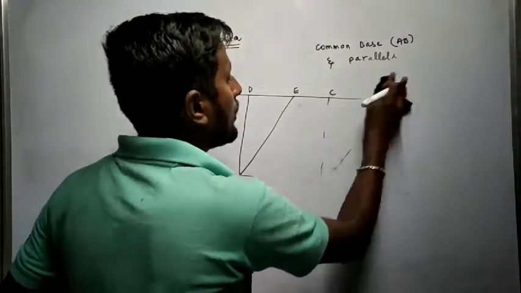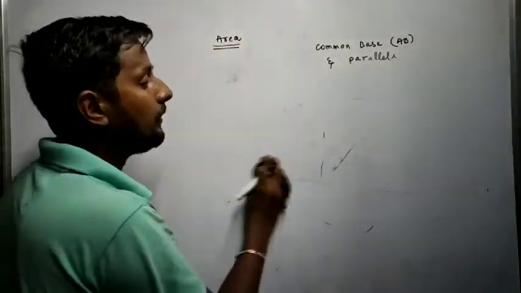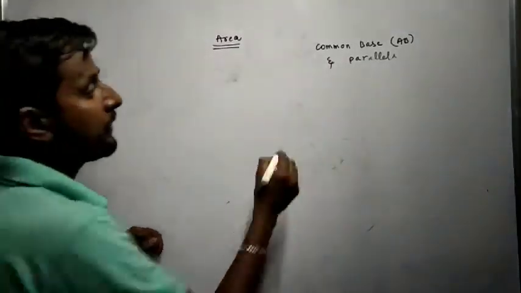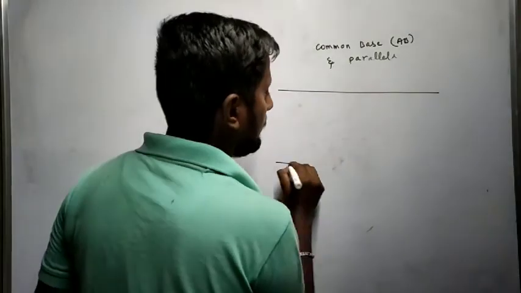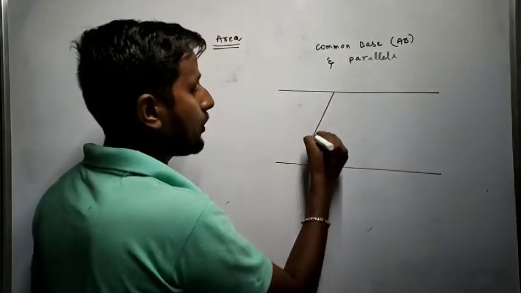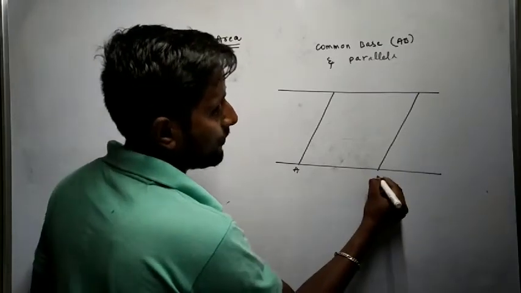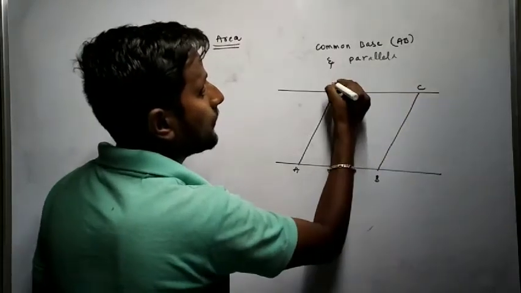Third relation, about one parallelogram and one triangle. Okay, so now I have taken parallel lines. Here I am talking about ABCD. ABCD is a parallelogram. Correct.